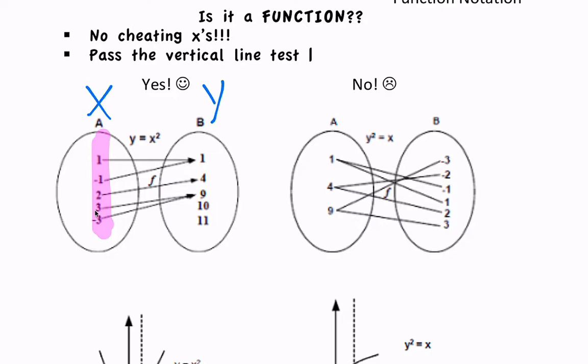All right, same thing on the other one. The first represent my x's, so the a's are my x's. The b's represent my y's. We want to pay attention to the x's. Okay, on this one, notice that there are two arrows coming off of one. So one is a cheater because this negative one is also with this positive one. So because there's two arrows coming off, I know that this x is a cheater. We have a cheating x, that's why no, it is not a function.